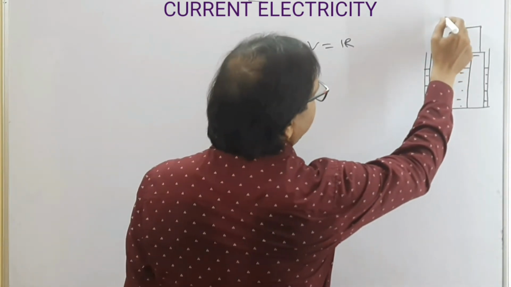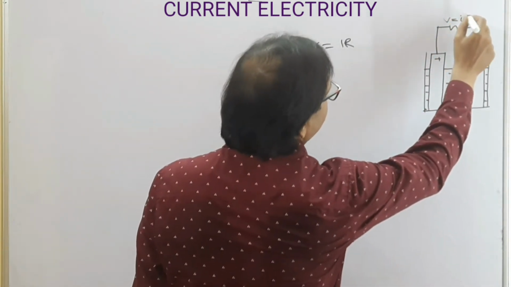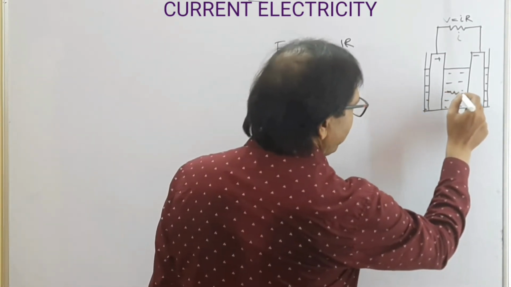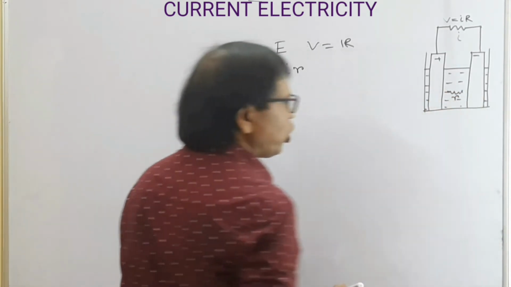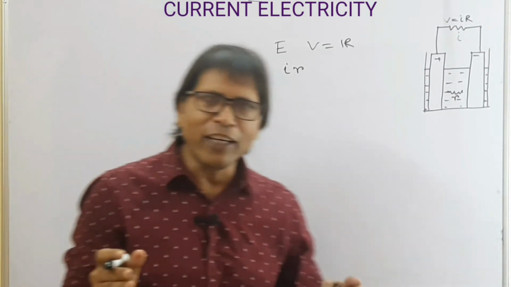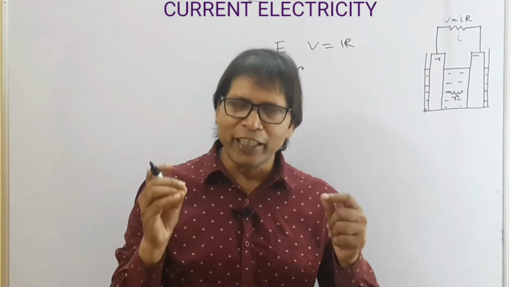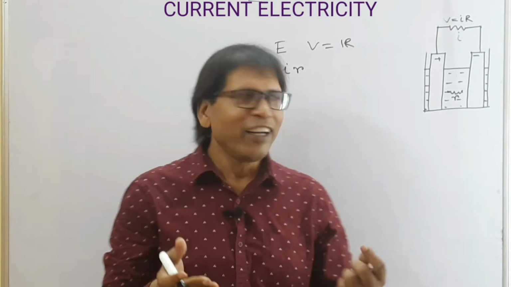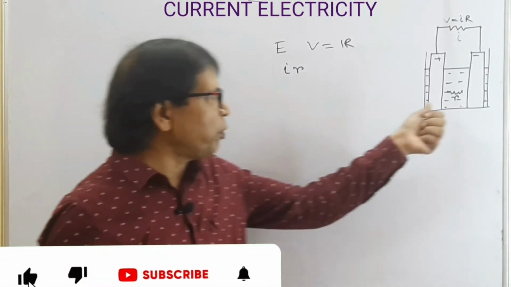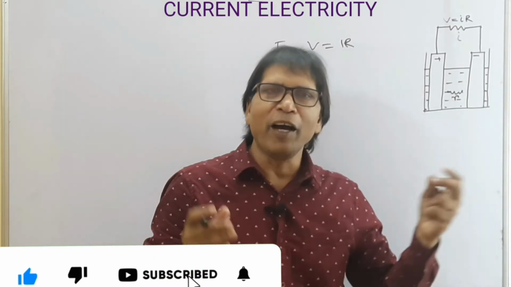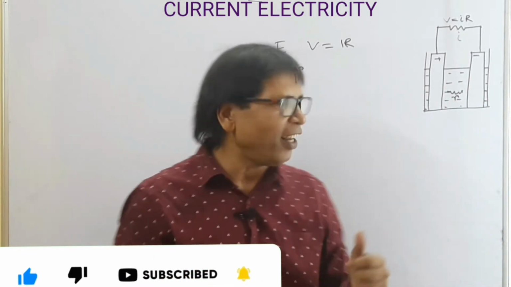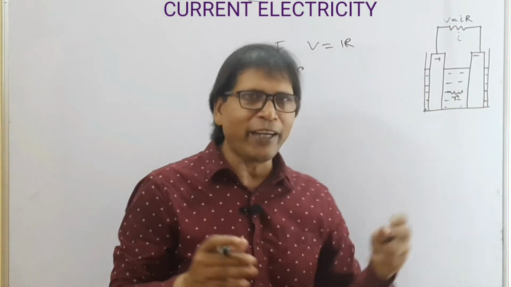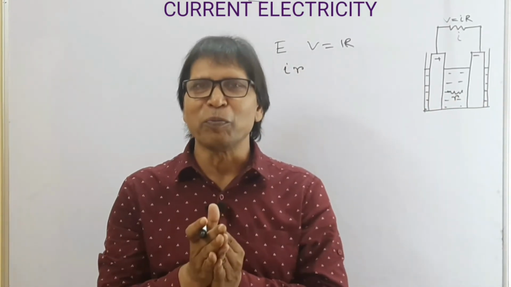Okay, suppose I current flows through the resistance, so the terminal potential difference V equal to I into R. Now if small r is the internal resistance of the cell, the internal resistance is the resistance offered by the electrolytes of the cell. Internal resistance depends on the nature of the material inside the cell, the area of cross section of the positive and negative plate, and the distance between the two plates.